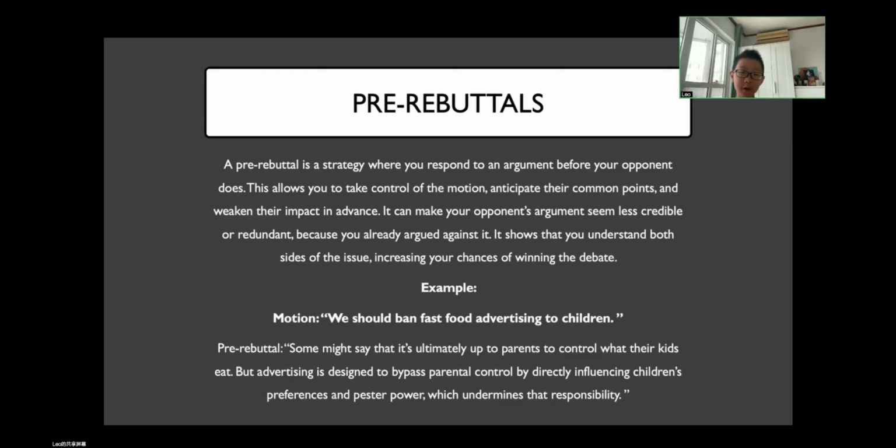For example, if the motion says that we should ban fast food advertising to children, and you're on the affirmative side, you can include a pre-rebuttal that says, some might say that it's up to parents to control what their kids eat. However, advertising is designed to bypass parental control by influencing children's minds and preferences, which undermines that responsibility. So before they even state that point, you already rebutted it. So this is very useful.